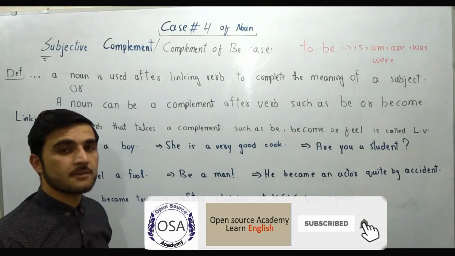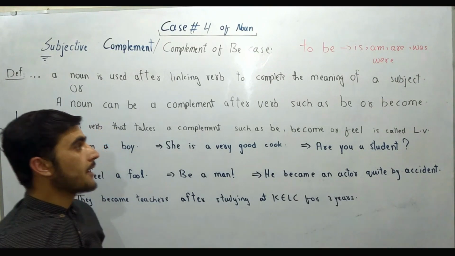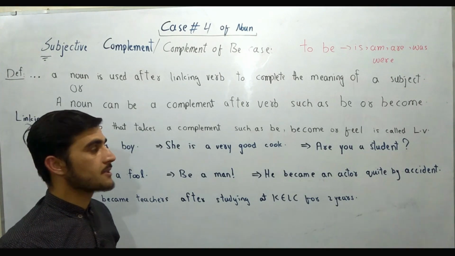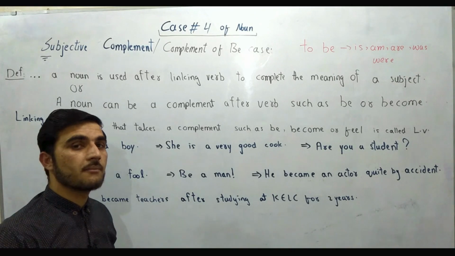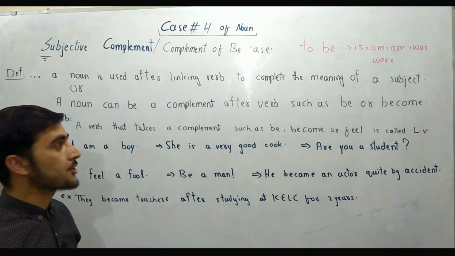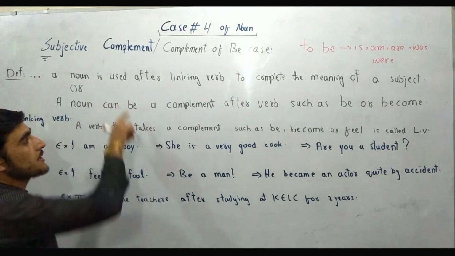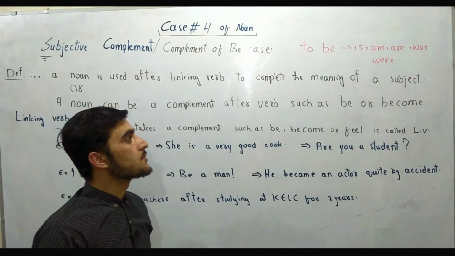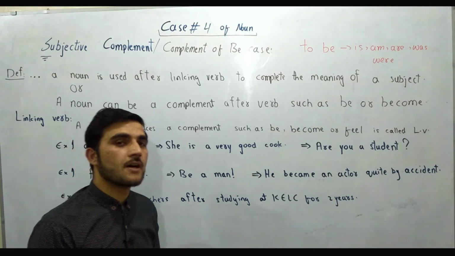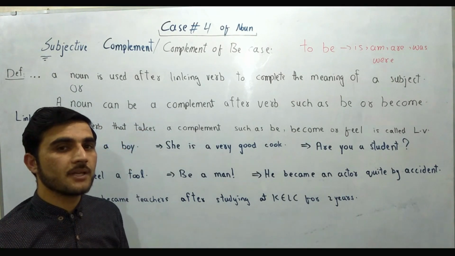Most often it completes the meaning of to be verb, and in many cases it completes the meaning of other linking verbs such as become, feel, and so on. Now I've written a definition. In this case, a noun is used after linking verb to complete the meaning of a subject.